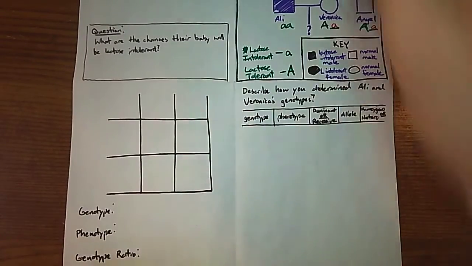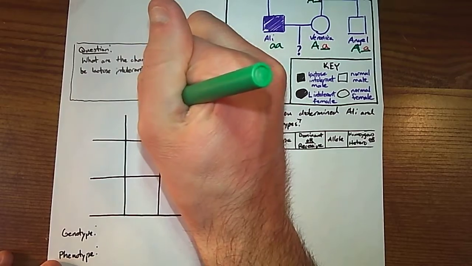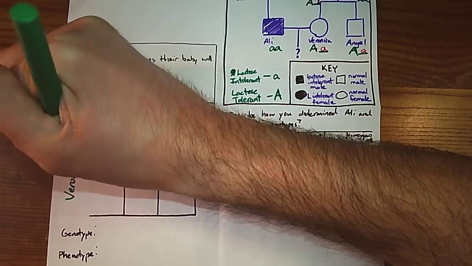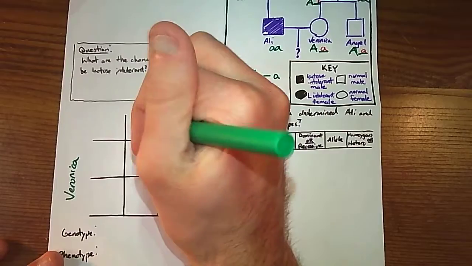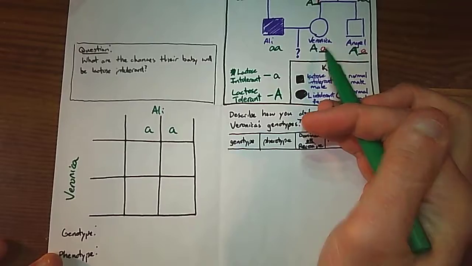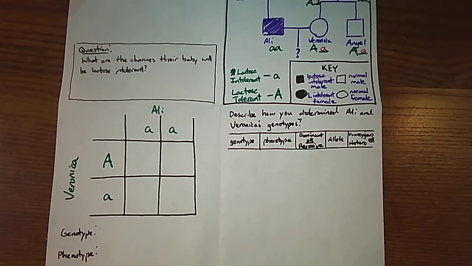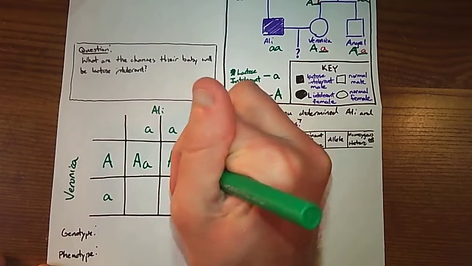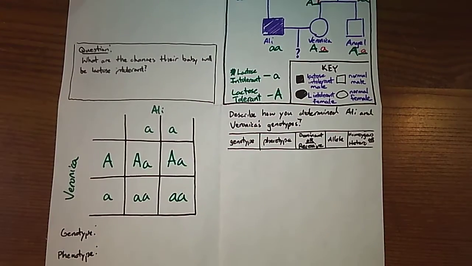All right, so let's first start off with, let's draw Ali up here and Veronica over here for our Punnett square. And Ali is little a, little a, and Veronica is big A, little a. So then we could run this Punnett square, and we get big A, little a, big A, little a, little a, little a, little a, little a. All right, and that's it.